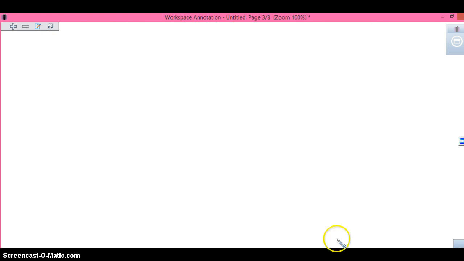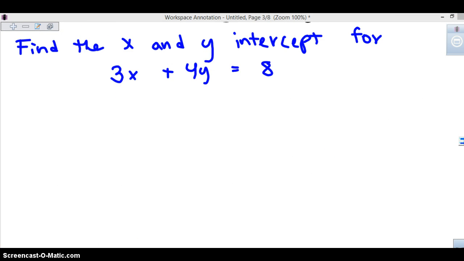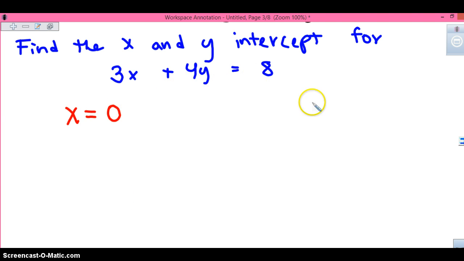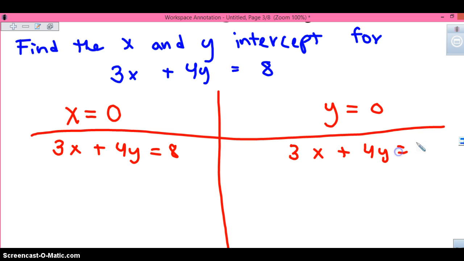So let's try a problem now. We have to find the x and y intercept for 3x plus 4y equals 8. First of all, we have to substitute x with 0 to find y, and then substitute y with 0 to find the x-intercept. I'm going to rewrite my problem. The first thing I'm going to do is look for my y-intercept.